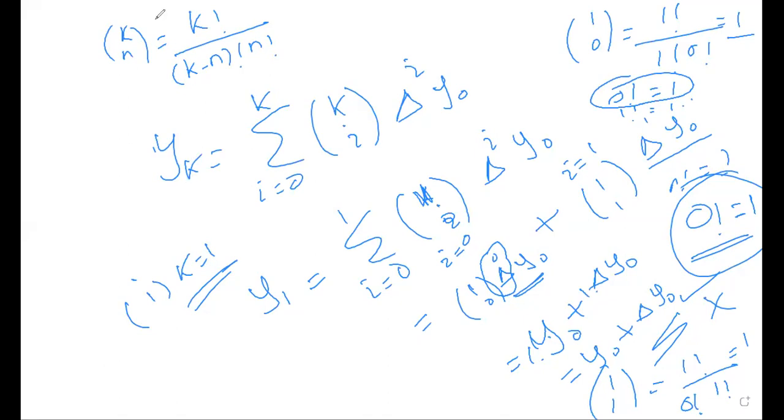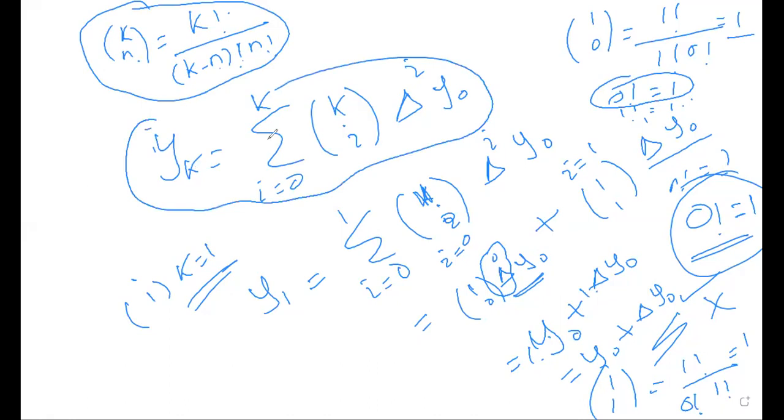So you have to know, kn is a permutation, k factorial divided by k minus n factorial. And again, this one, n factorial. Then we know the equation for the collocation: yk is equal to summation i equals 0 to k, k choose i, delta i of y naught.